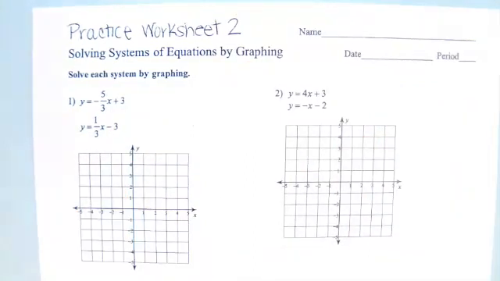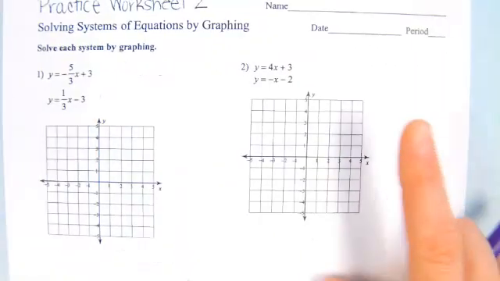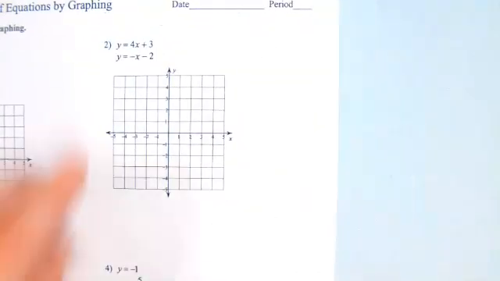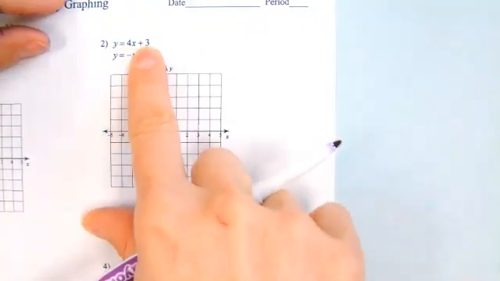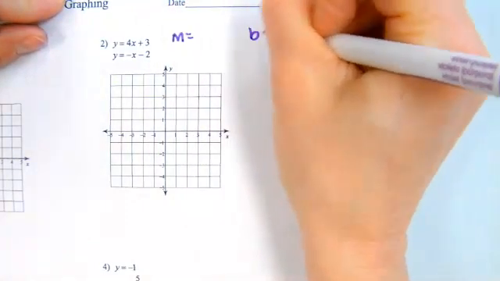Okay, so the ones that I think will benefit us most are to do number 2 and number 4 together on the video. So let's start with number 2. All right, we have both equations in y equals, and we want to start by finding the slope and the y-intercept of the first one. So starting with the first equation, let's find m and let's find b.